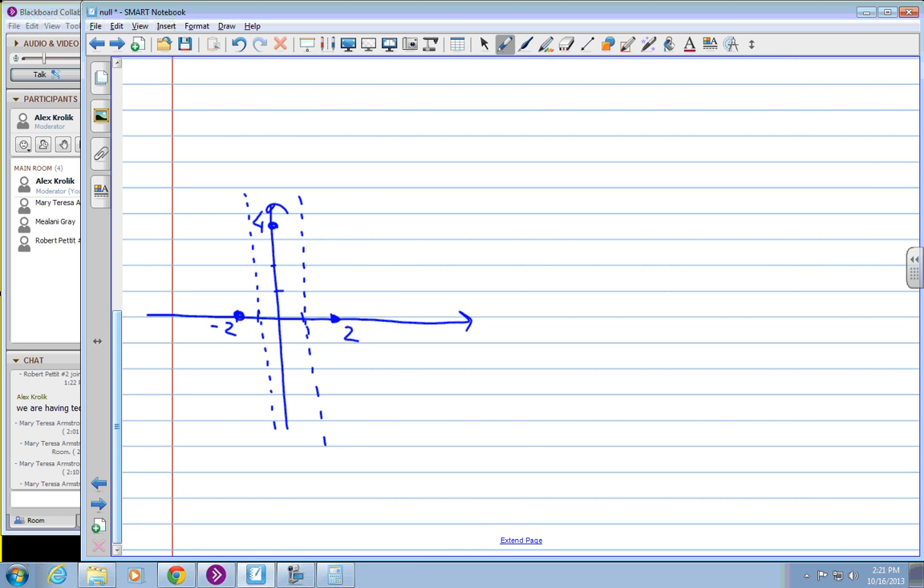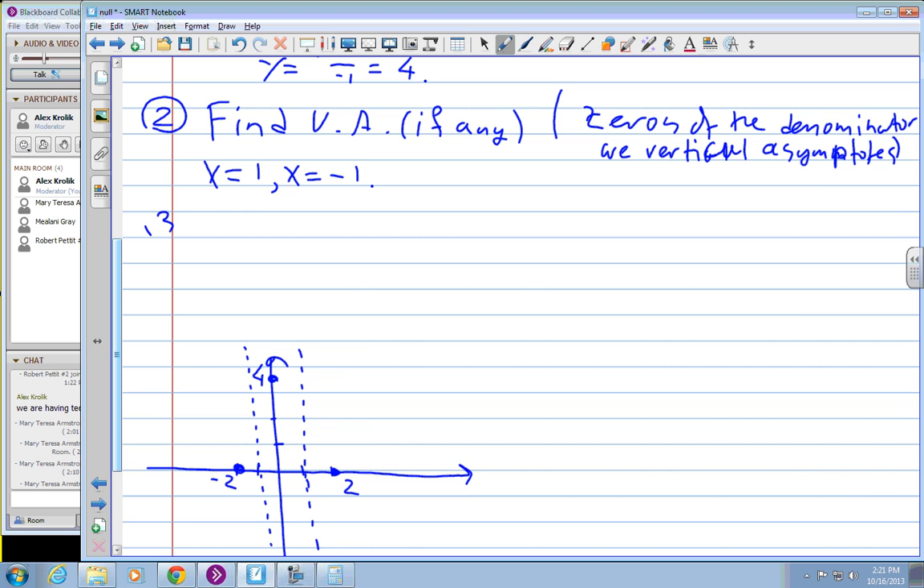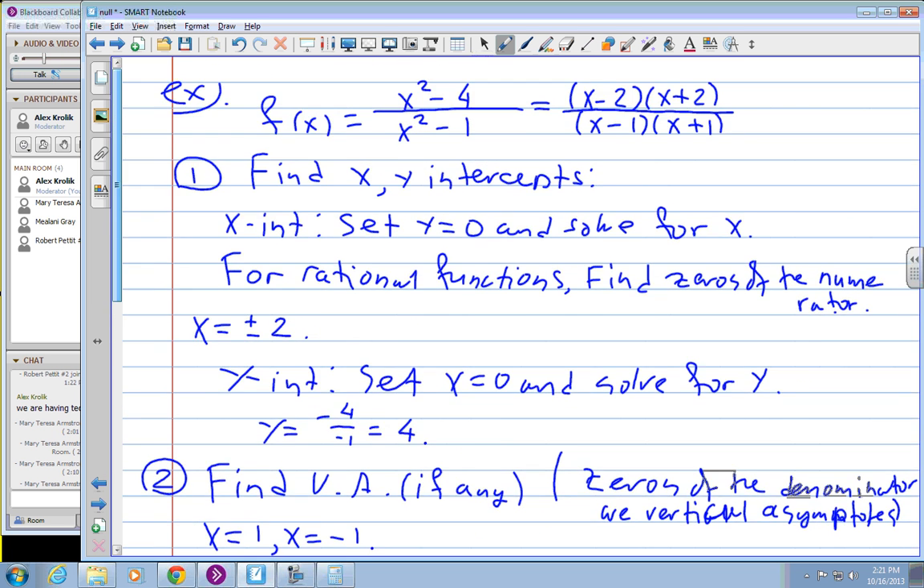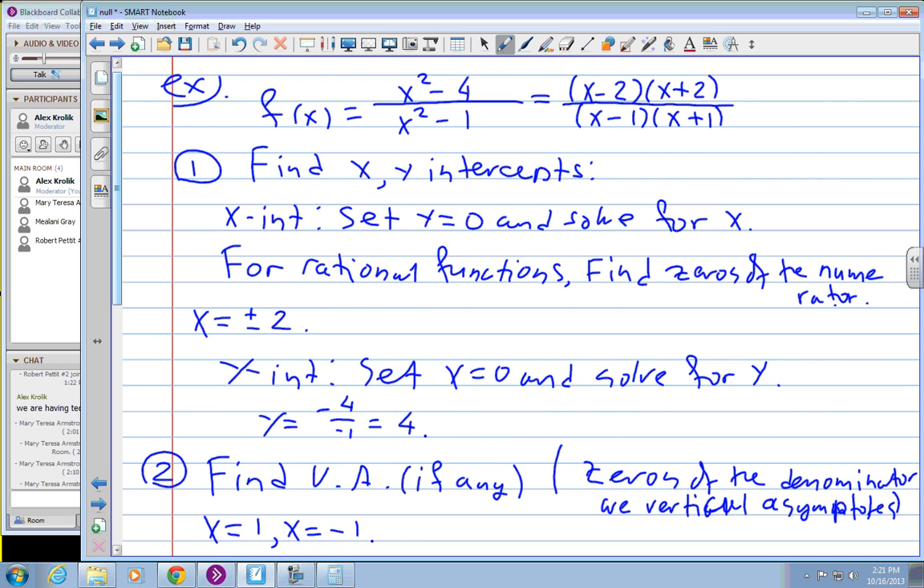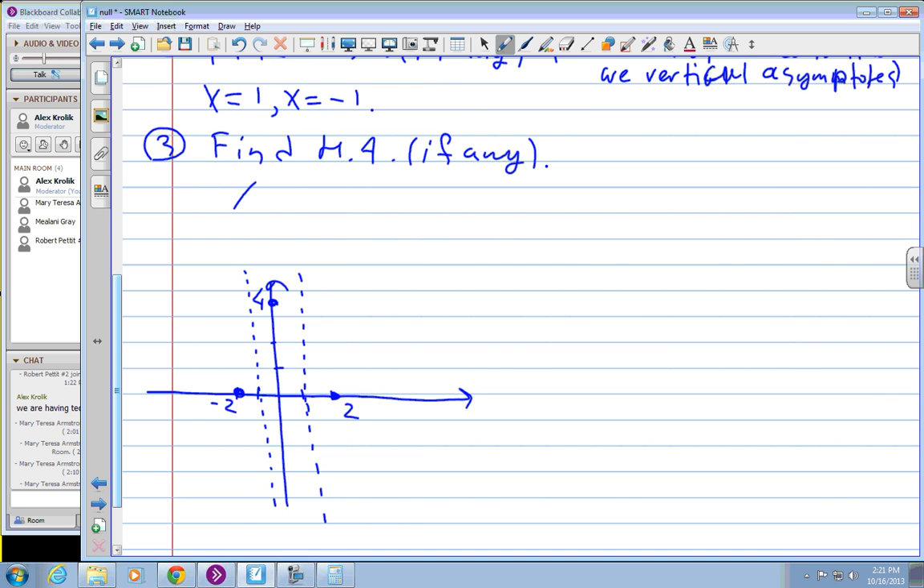Is that okay? Now, third step, find the horizontal asymptote, if any. When you look at our function, which had a quadratic divided by a quadratic, so it's the same degree, you're looking at the ratio of the leading coefficients, which is 1 over 1. So 1, okay? So the horizontal asymptote is y equals 1. That was nice and friendly. So here we go. This is what I have right now.